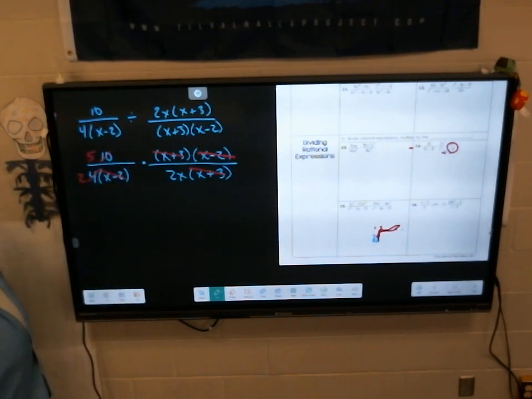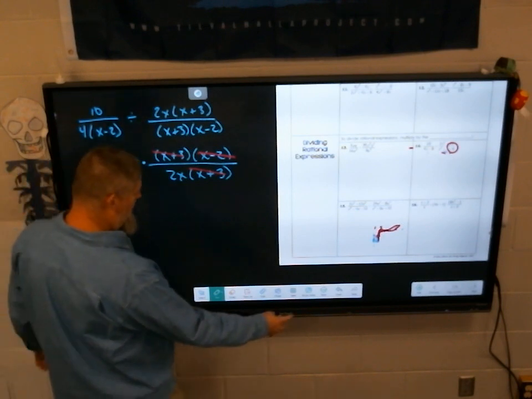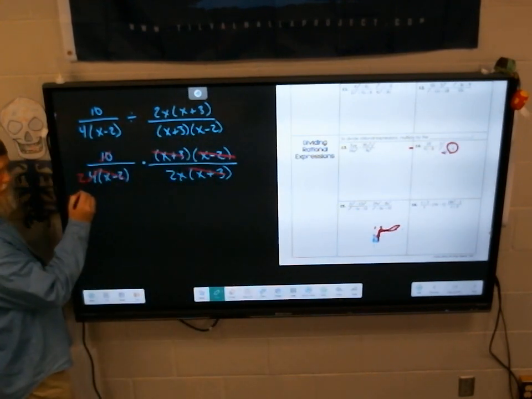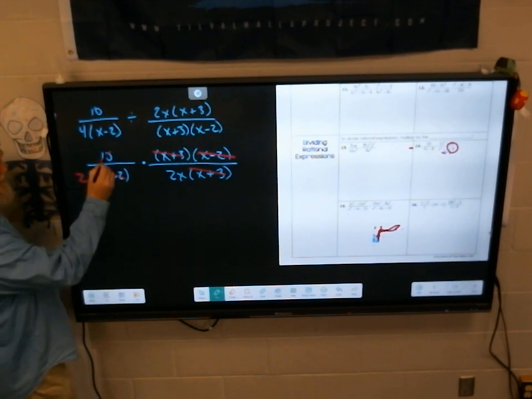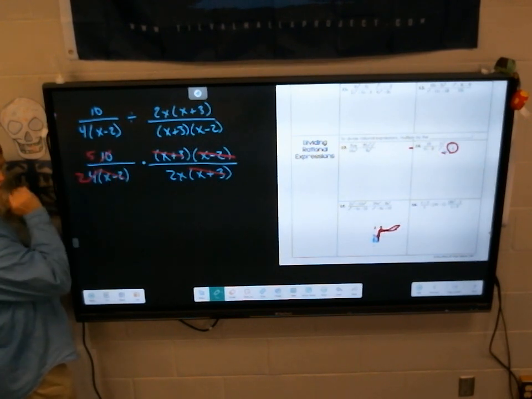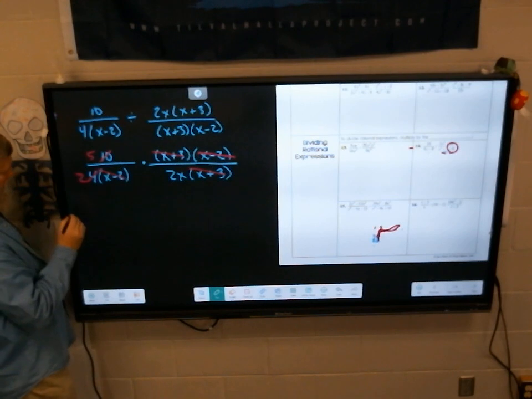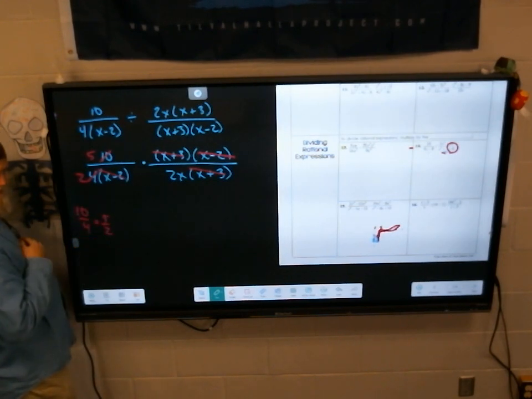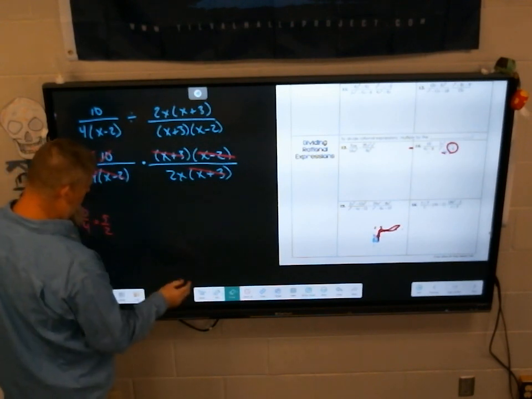Because remember, it has to be numerator to denominator. Can you do that again? As long as you have numerator and denominator, 2 goes into 4 twice, and then 2 goes into 10 5 times. You're just simplifying the fraction.